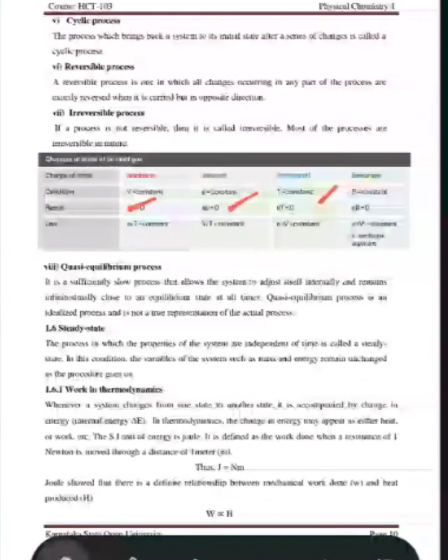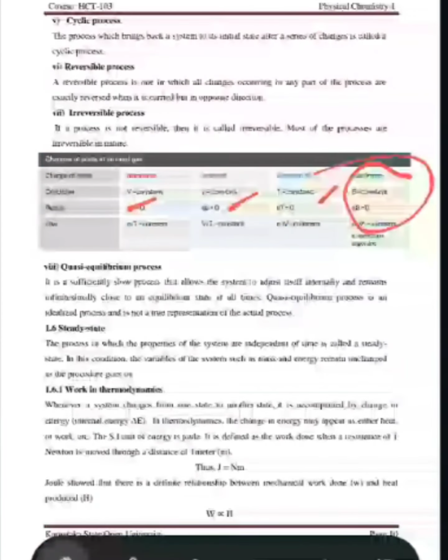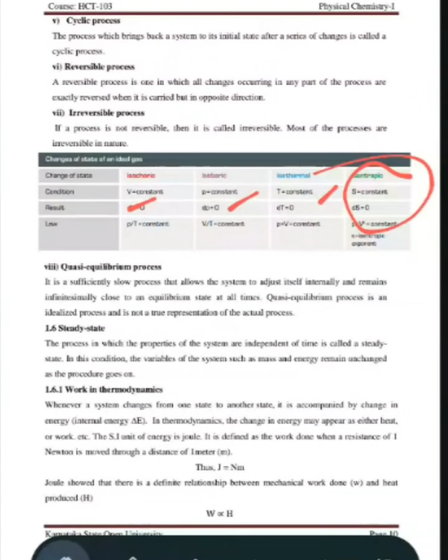So what is entropy? We should know the basic difference between entropy and enthalpy. Entropy is the measure of the amount of disorder in a system, denoted by S. And enthalpy is the measure of energy in a system, denoted by H. So what are the conditions we are putting for isochoric, isobaric, isothermal, and isentropic? We can see the result.